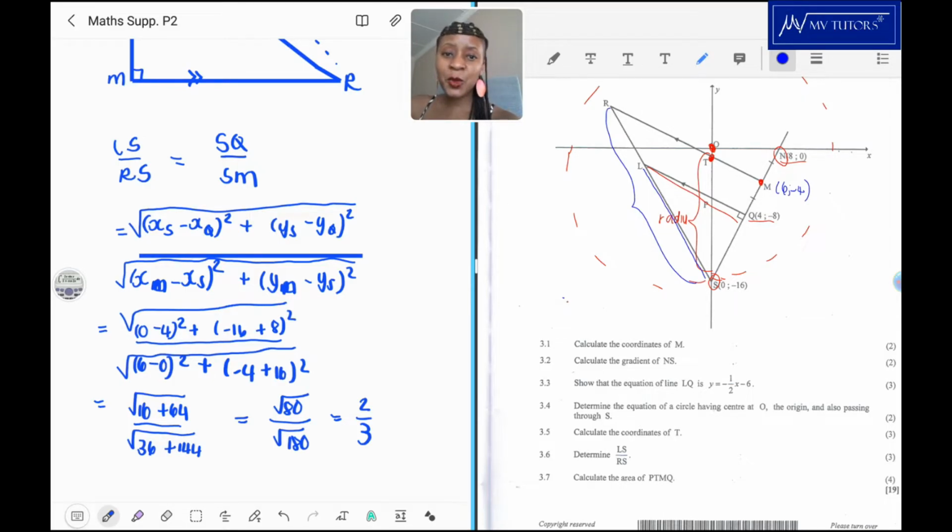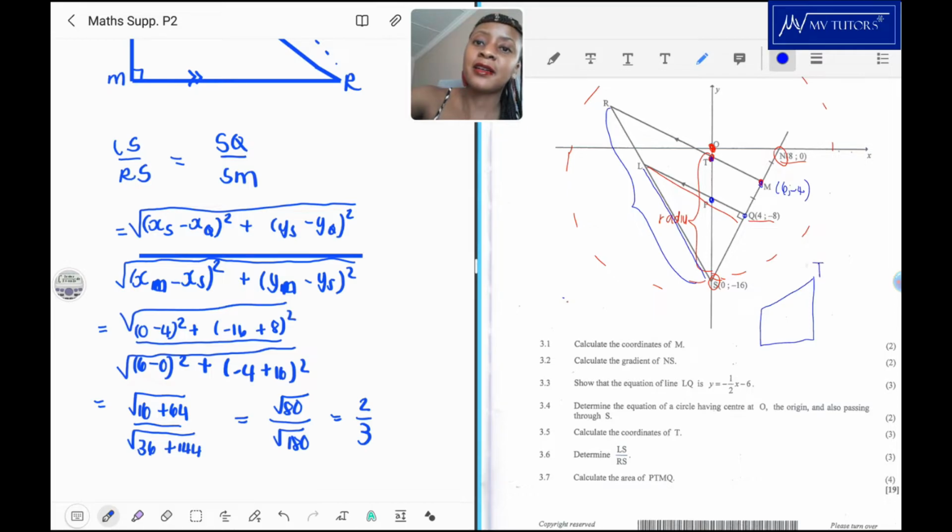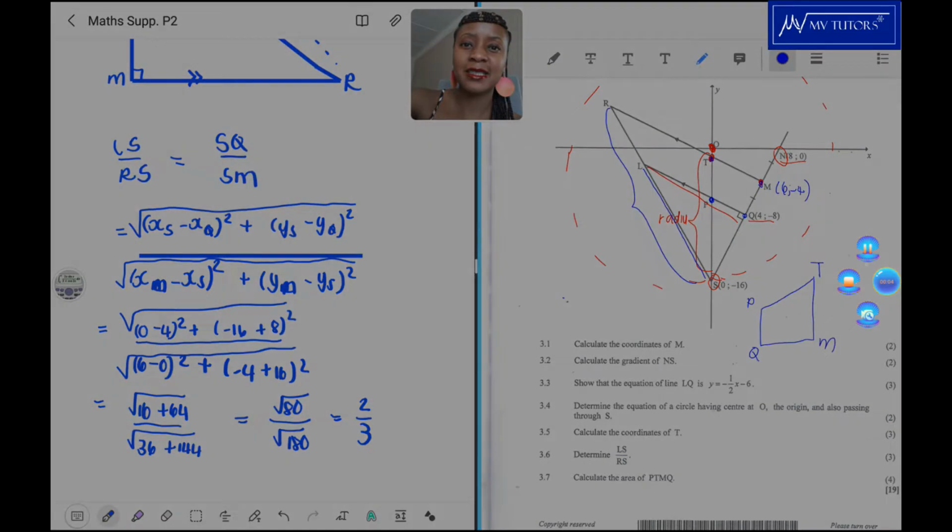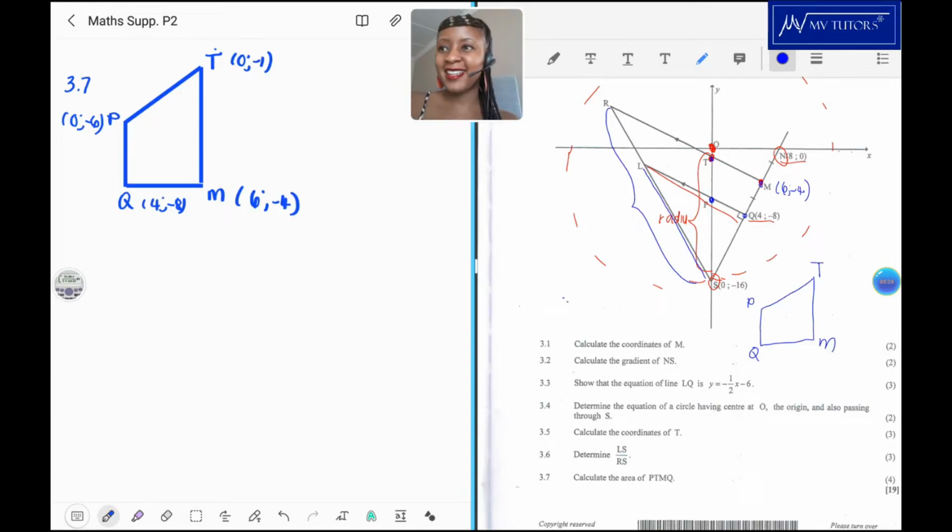Okay, lastly, question 3.7. Calculate the area of PTMQ. So this is P, that's T, M, and that's Q. So we're actually looking at a, what do you call this? A trapezoid. We're looking at a trapezoid. So I'm just going to sketch it quickly and we'll answer the question, which is the area. Alrighty, so we have our trapezoid there, PTMQ, and we need to get the area.